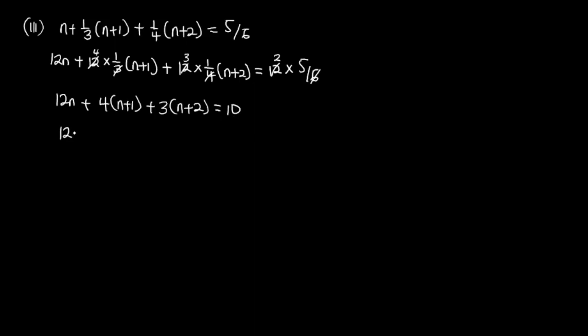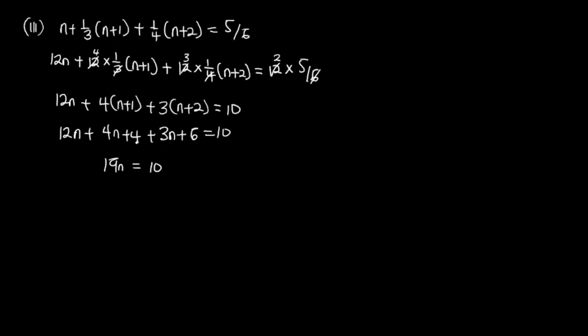So I have 12n plus 4 multiplied by n gives me 4n, 4 multiplied by 1 gives me 4, plus 3 multiplied by n, 3n, 3 multiplied by 2 is 6. This is equal to 10. So I have 12n, 4n, and then 3n over here. 12n plus 4n gives me 16n, plus 3n gives me a total of 19n. So this becomes 19n is equal to 10.